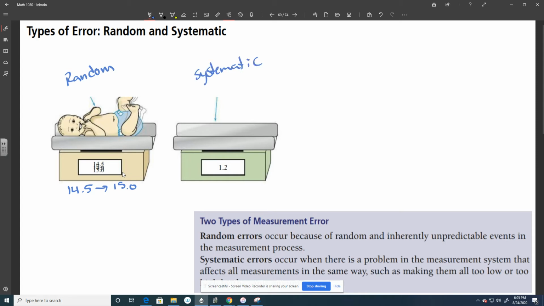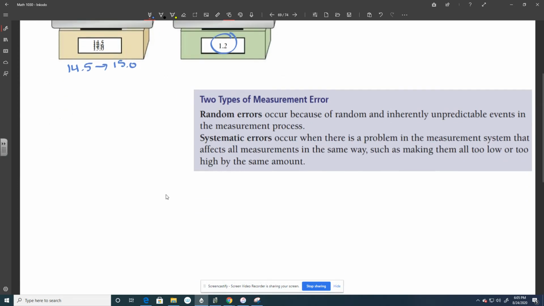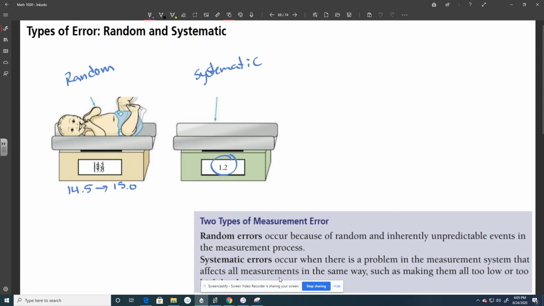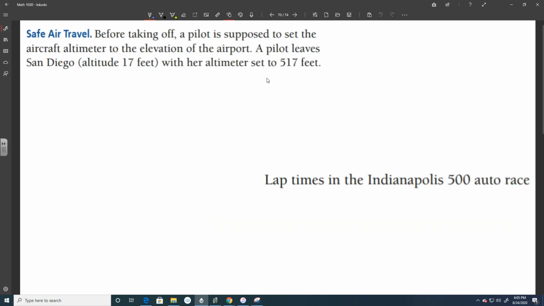That's not random. That's not unpredictable. We know exactly how much our measurement is off. It's something that we can measure because it's always going to be 1.2 too high. All right. So again, if you need to pause the video and write down those measurements, write down those definitions, you're more than welcome to. Go ahead and do so. Okay, so working with random and systematic.